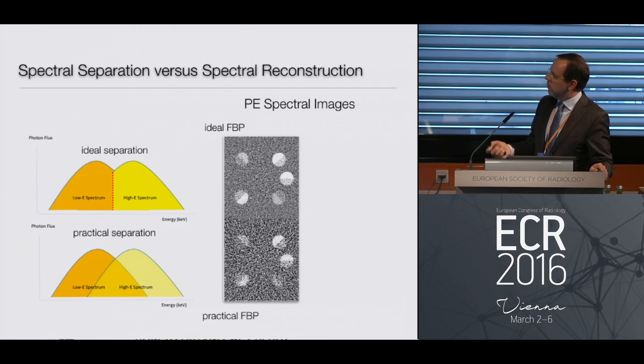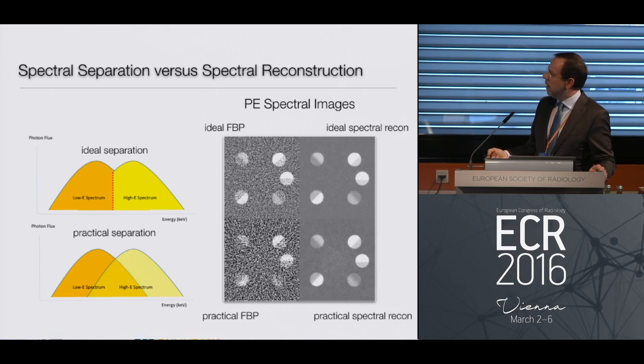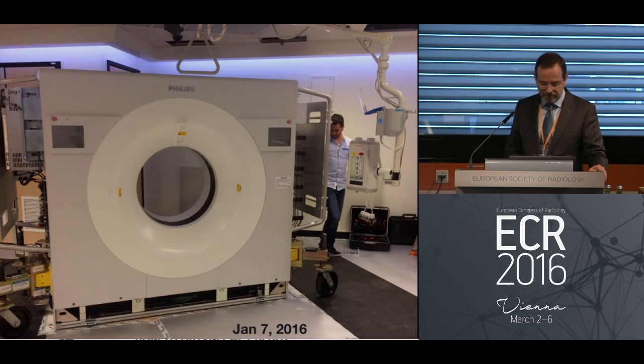Photoelectric spectral images look like this. But in practice, of course, we have noise, so there's some overlap as well, and this overlap creates noise, so we get images like this. But if we use the anti-correlated noise properties, we can reconstruct and look at the different materials in great detail and high accuracy.